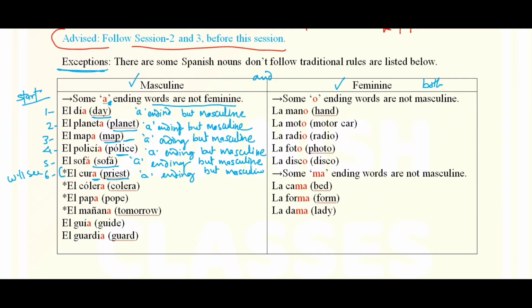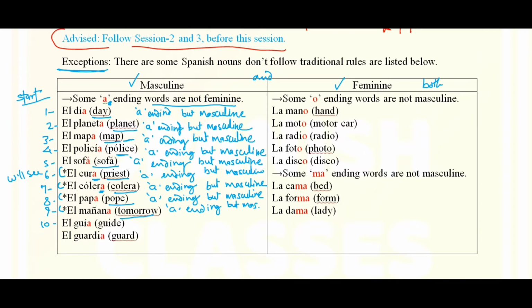Next, el cólera. It is also A ending, but the nature is masculine, and it means cholera. Next, el papa. A ending noun, but masculine, and it means pope. Next, el mañana. This is also A ending, but masculine. It means tomorrow. These are the 4 stars we'll see.